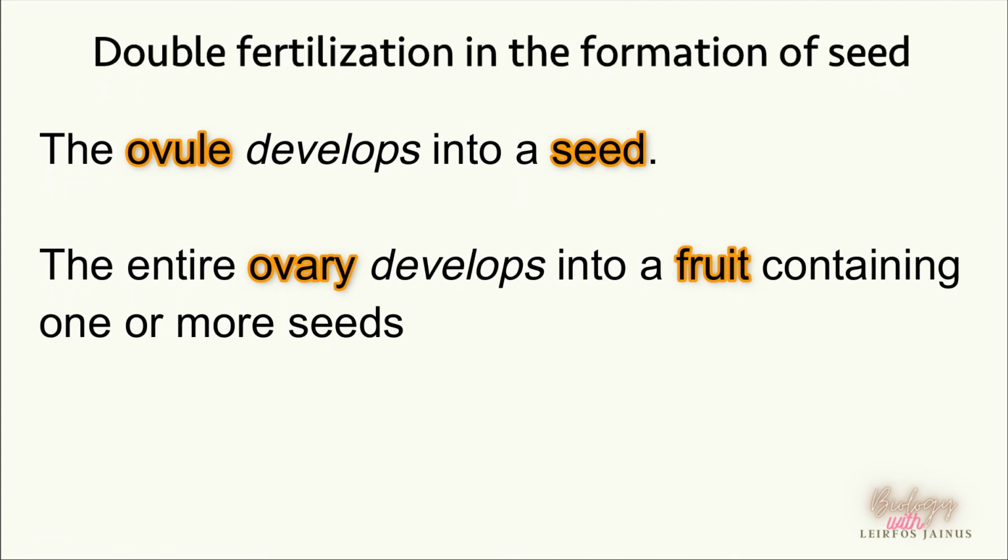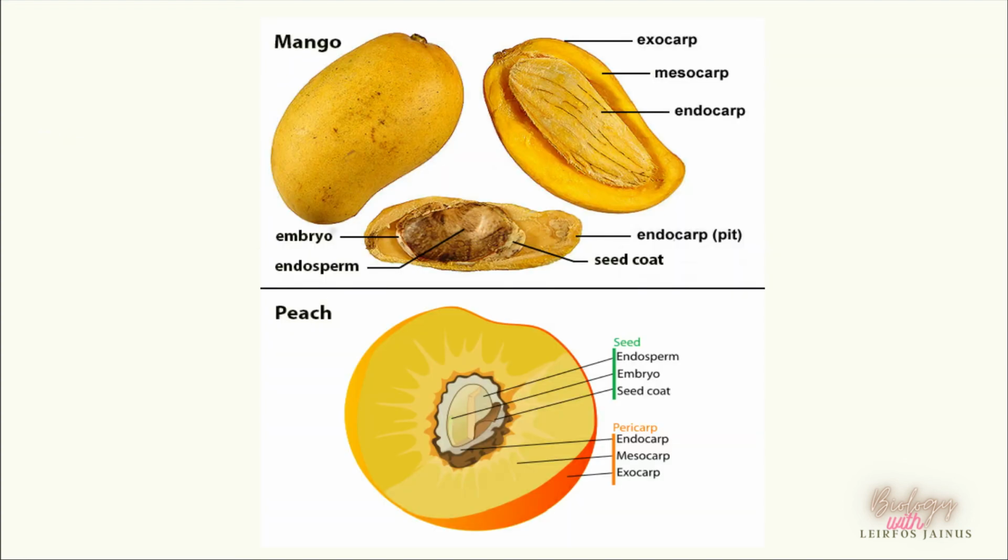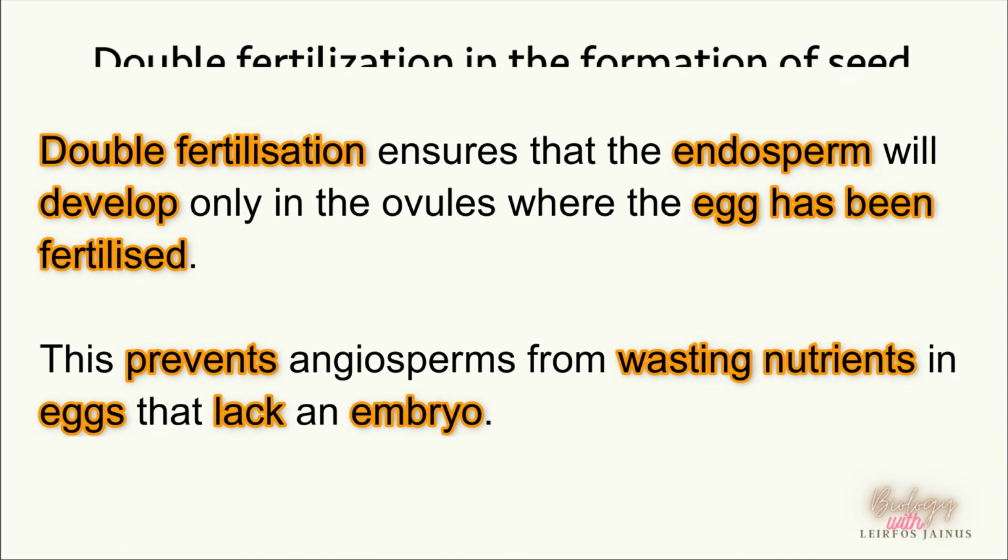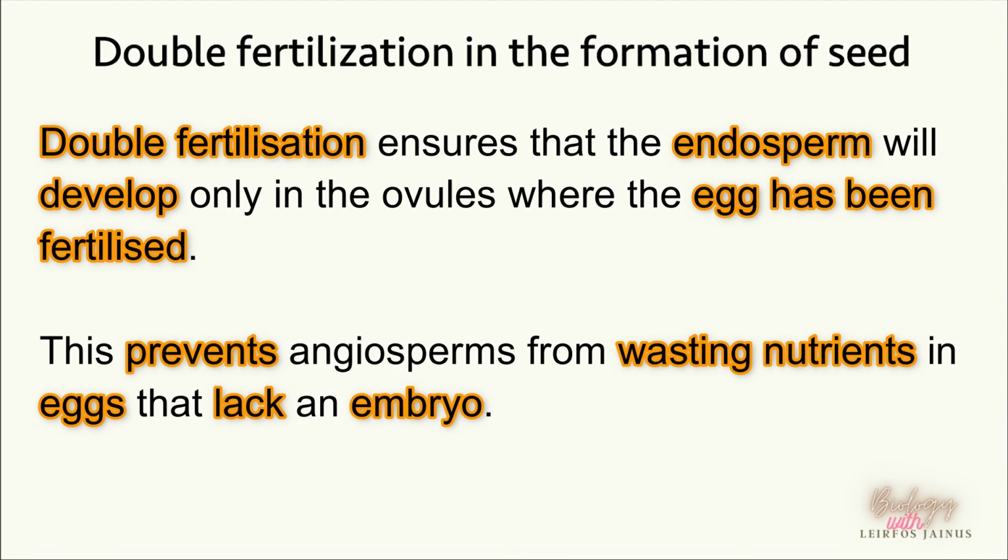After fertilization, the ovules will develop into seeds. The ovary develops into a fruit that encloses the seed. In angiosperms, double fertilization ensures the endosperm only develops within the ovule when the egg has been fertilized. This prevents the wasting of nutrients in eggs that have no embryo.